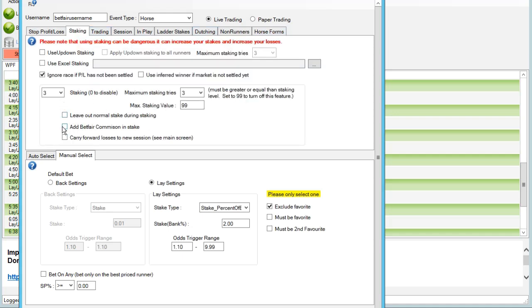Oh yeah, I should have mentioned you can leave out your normal stake if you want to decrease the amount of money that you're staking. You can add Betfair commission to the stake, but that's kind of a weird thing to do, because if you add Betfair commission, your stake will go up, and so you'll be adding more Betfair commission. So it's kind of like a weird thing really to do. If you're starting the bot each day, you might want to carry forward losses to your next session, but that's up to you how you do that. Okay, so that's that part done.